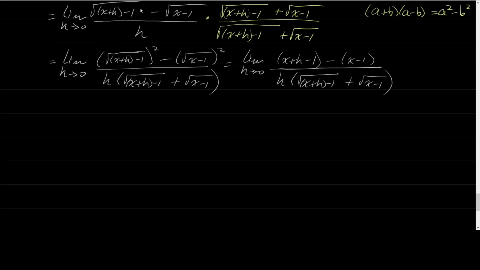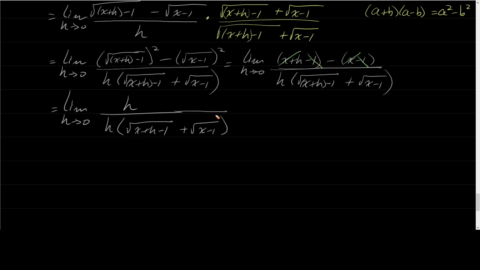We have a few things that cancel each other out. This x minus this x, those are going to cancel out. I have this -1 minus -1, that's really -1 plus 1, so those cancel each other out. So what am I left with on top? On top, we have the limit as h goes to 0 of, the top is just h, right? That's the only thing that was left. On the bottom, I have h times the square root of x plus h minus 1 plus the square root of x minus 1.